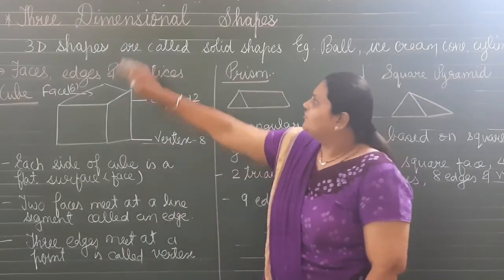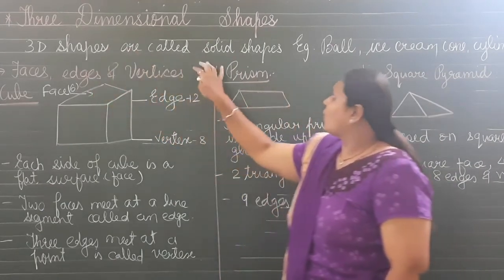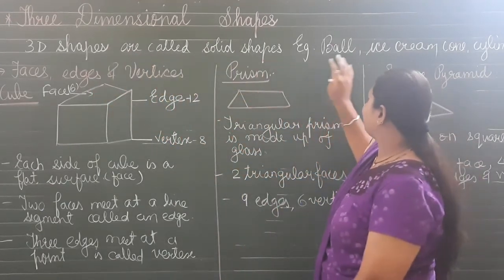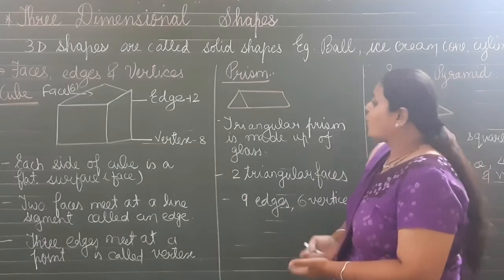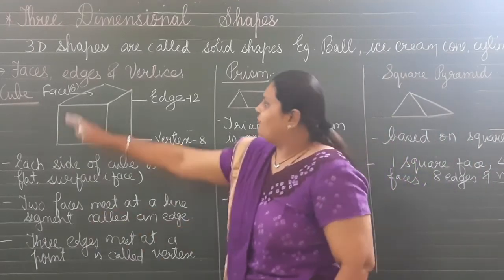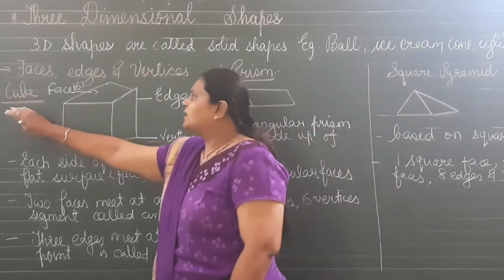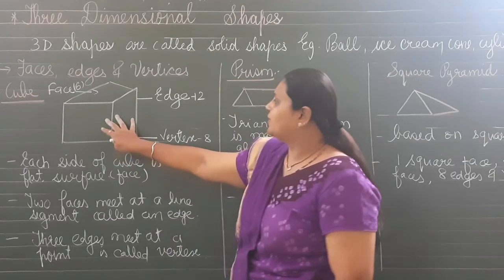Let us see three-dimensional shapes. 3D shapes are called solid shapes. For example, ball, ice cream cone, pond, cylinder, dice, etc. Now let us study faces, edges and vertices. For that we will take a cube. This is the shape of a cube.